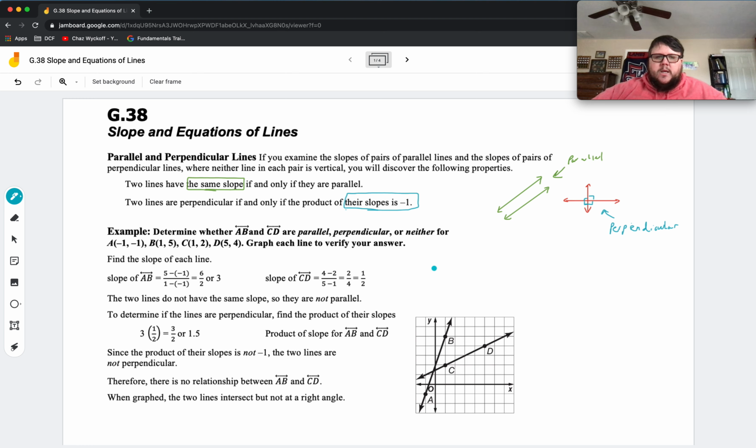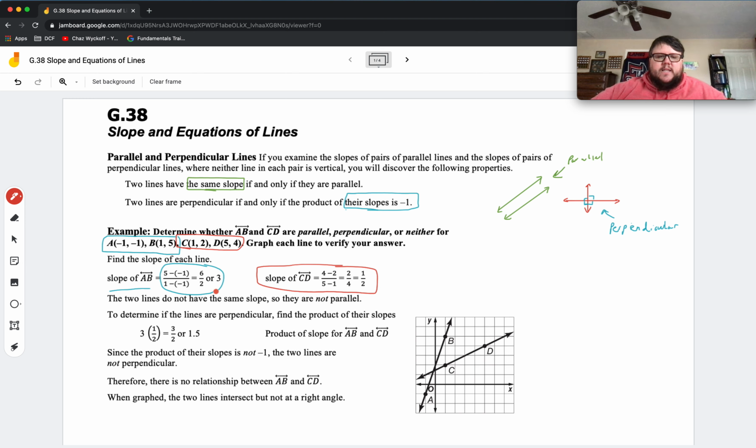Opposite reciprocal slopes. So example 1, determine whether AB and CD are parallel, perpendicular, or neither. For AB, they give us all the points, so they find the slope of AB using these 2 points. Remember, that's y2 minus y1 over x2 minus x1. And then they get 3. And then they find the slope of CD using those points: y2 minus y1, so 4 minus 2 over 5 minus 1. So you get 2 over 4, which is 1/2.